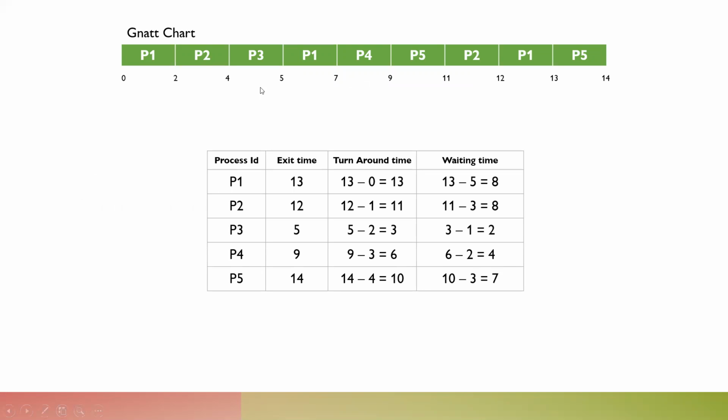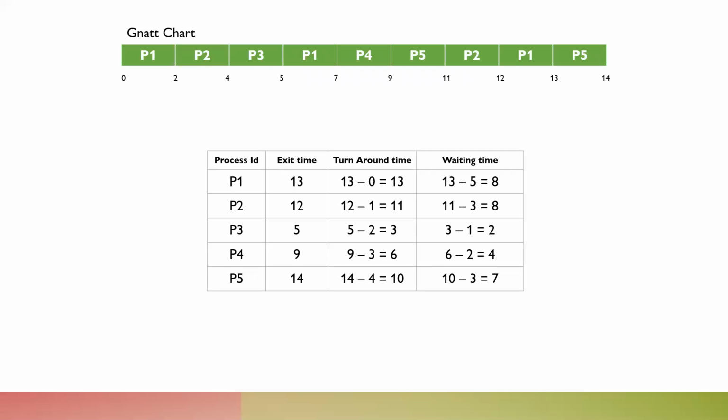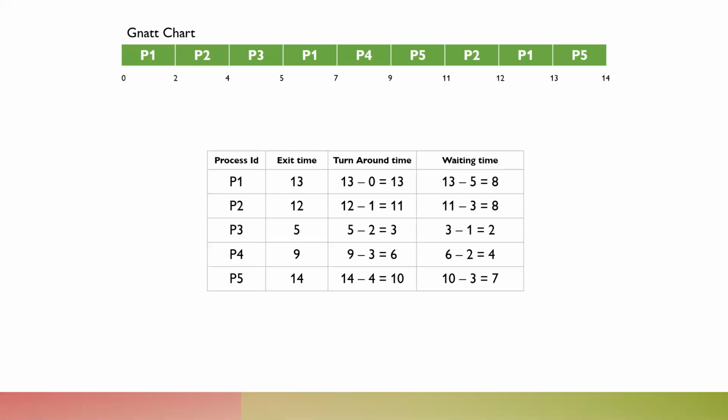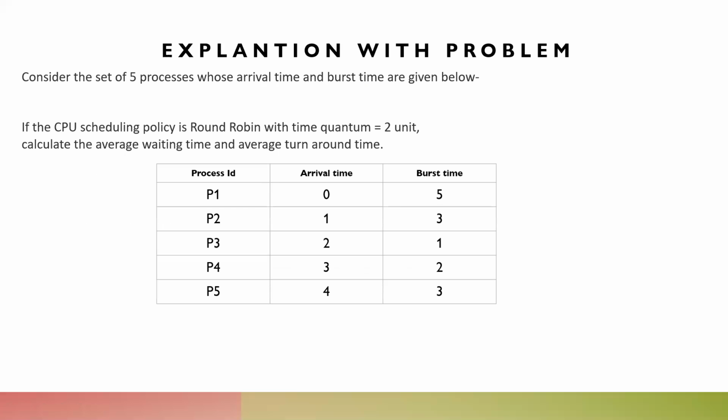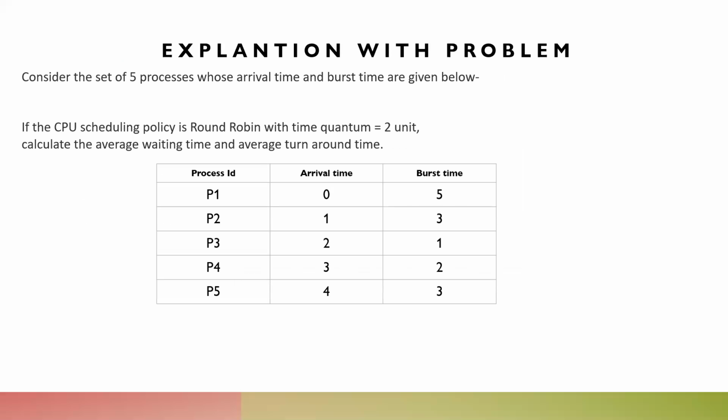And this is the Gantt chart. First, the element P1 that we have in the ready queue is transferred to the CPU. Then it processes for a time quantum of 2 units, and then it goes back. As the burst time of P1 is 5, it is not completed, so it goes back again to the ready queue, and then P2 comes. The burst time of P2 is 3. So P2 runs for a time quantum of 2 units, and then it stops and goes back to the ready queue, and then P3 comes.